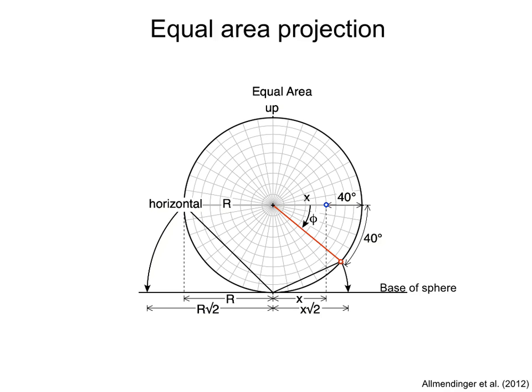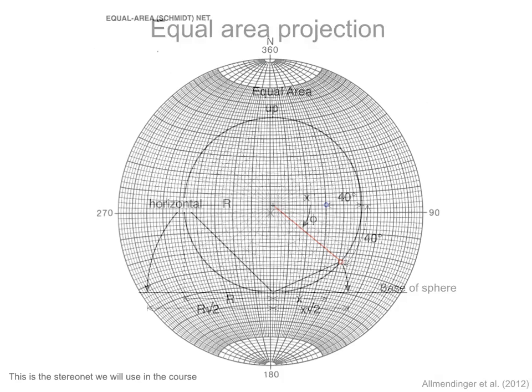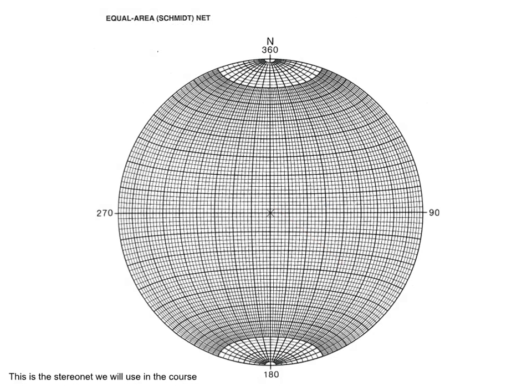Finally, we project the point back to the horizontal. The blue dot is the projection of the line in the equal area stereonet. This is the stereonet resulting from this kind of projection. It is called the equal area, or Schmidt, stereonet, and it is the stereonet we will use in the course.